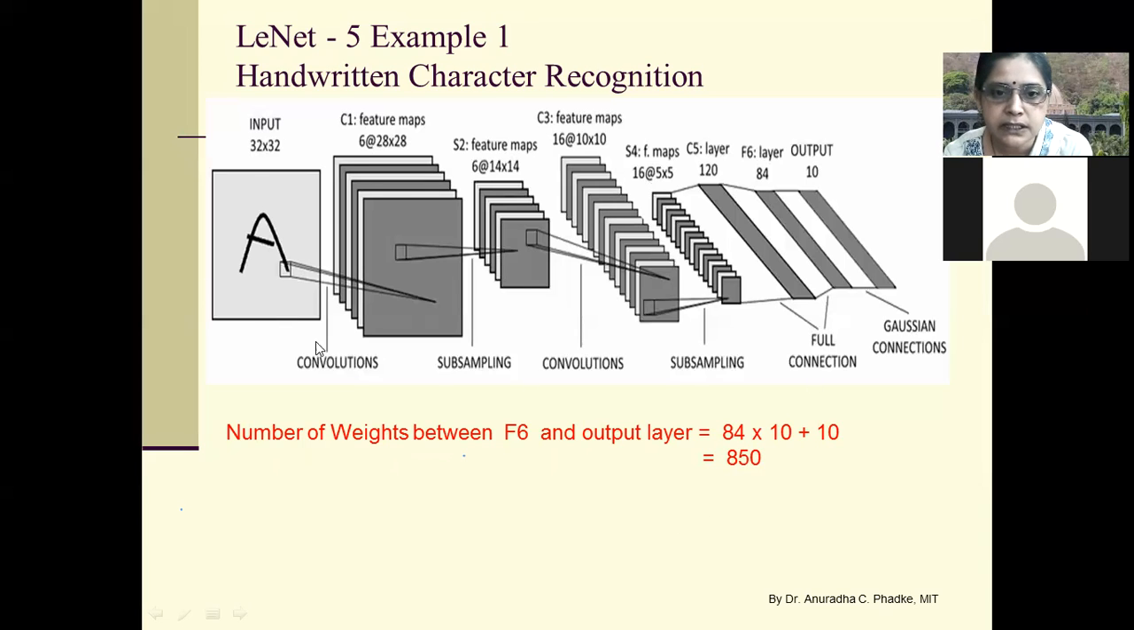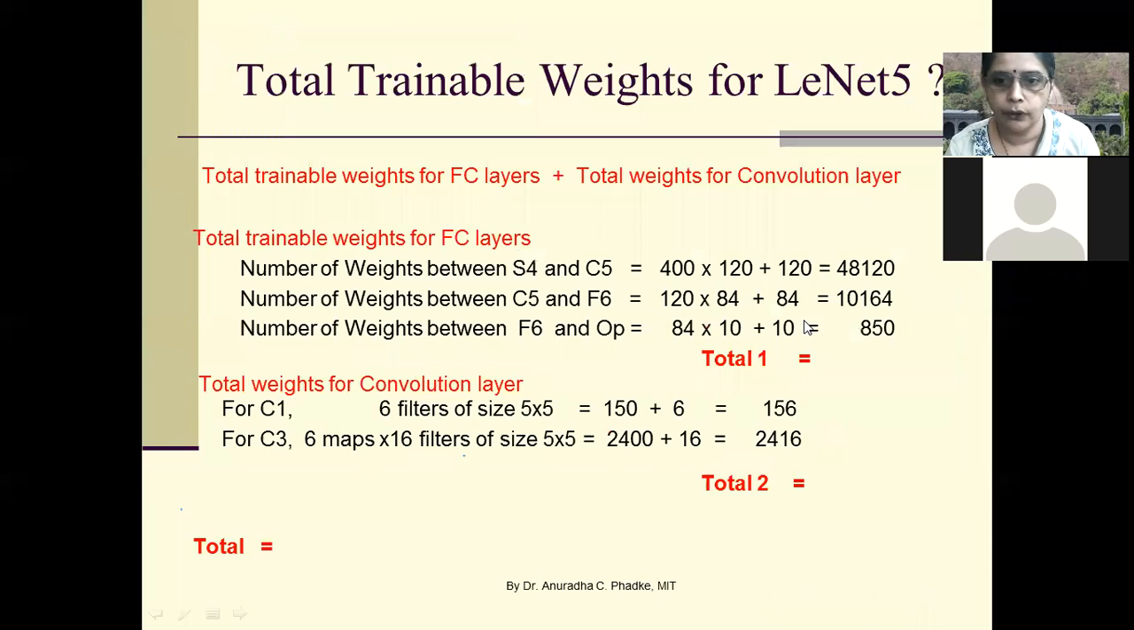Okay. So for this LeNet 5, how many are the total trainable parameters? We need trainable parameters for convolution layer C1. We also need trainable parameters for convolution layer C3, which we have already calculated. And we need trainable parameters for all the fully connected layers, that is C5, F6 and output. Okay. So for fully connected layers, the weights between S4 and C5 we have already calculated, these are 48120.